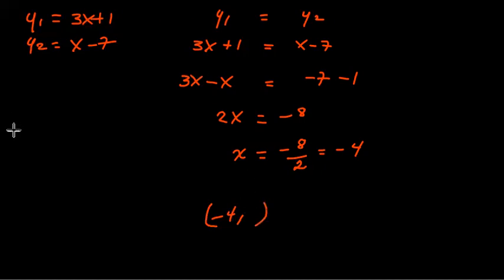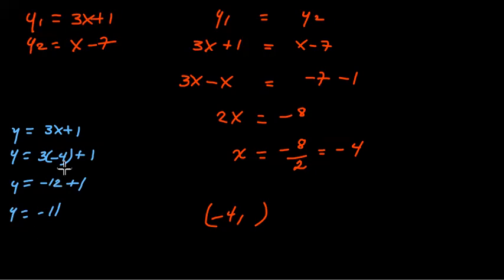Well, I'm going to check it in both equations just to make sure. All right, 3x plus 1. Right? And so what I'm doing now is I'm saying when x is minus 4, what is y? Right? So this becomes minus 12 plus 1. So y is equal to minus 11. So according to this, this is (minus 4, minus 11), right?